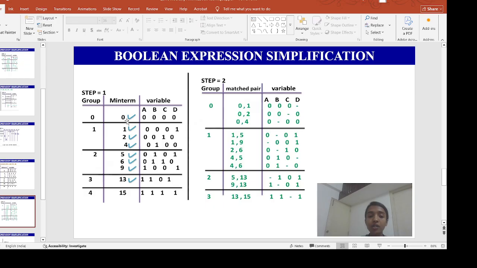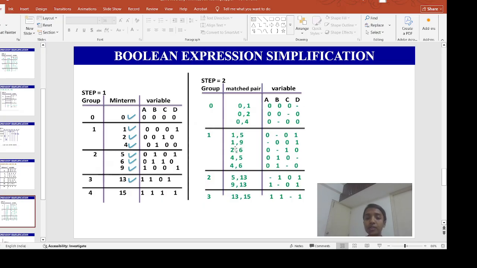So 0, 1, 0, 2, 0, 4, only one mismatch is allowed. Likewise, you have to group. Then 1 and 2, when you are comparing: 1, 5, 1, 6, 1, 9, 2, 5, 2, 6, 2, 9, 4, 5, 4, 6, 4, 9, like that. Then again group 2 and 3: 5, 13, 6, 13, 9, 13, and group 3 and 4: 13 and 15.